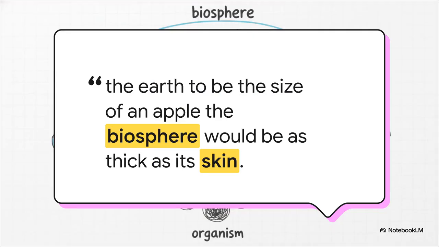There's a brilliant quote that illustrates this. If we visualize the Earth to be the size of an apple, the biosphere would be as thick as its skin. Every single individual, population, community, and ecosystem we've just talked about, they all exist only on a fragile, narrow layer as thin as an apple's skin wrapping around our planet.